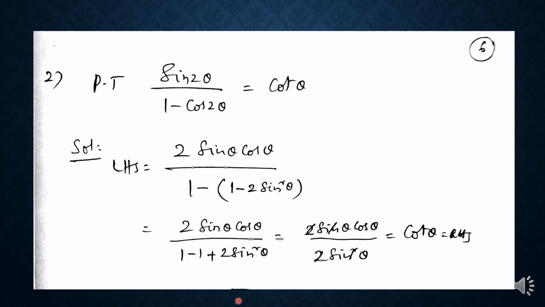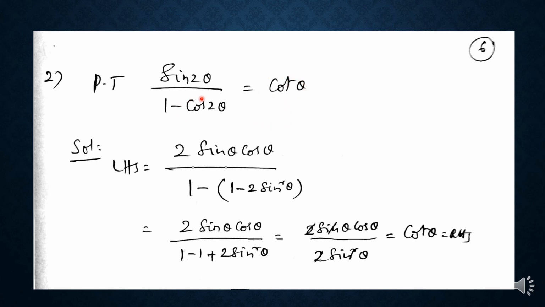What is sine 2 theta? So we know that sine 2a is equal to 2 sine a cos a. In that way we can write sine 2 theta as 2 sine theta into cos theta divided by 1 minus cos 2 theta. So before applying the cos 2 theta formula, at first we have to check what we should prove. So what is it in the right hand side? Cot theta. We have to prove this is equal to cot theta. Cot theta means cos theta by sin theta.